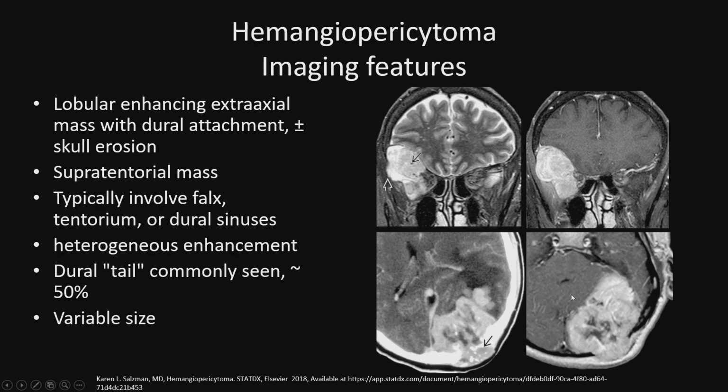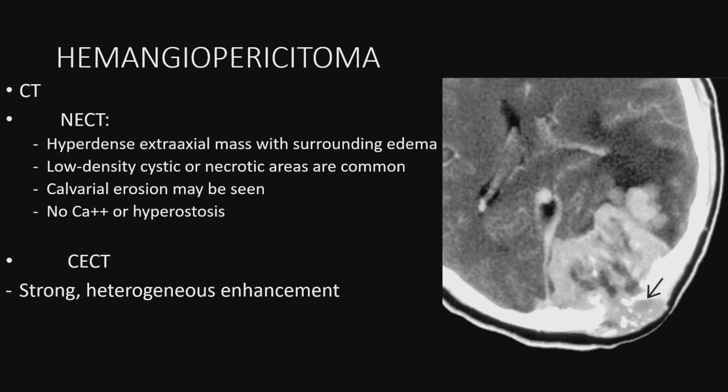We can see in this contrast MRI an avidly enhancing mass with areas of low signal intensity representing necrosis and extension through the calvaria. And in a non-enhanced CT, we can see a hyperdense extra-axial mass with surrounding edema. Low density cystic or necrotic areas are common, and calvarial erosion may be seen. It's very rare that we find calcium or hyperostosis. It's very rare. This is more common of a meningioma. And contrary to CT, we can see a strong heterogeneous enhancement.